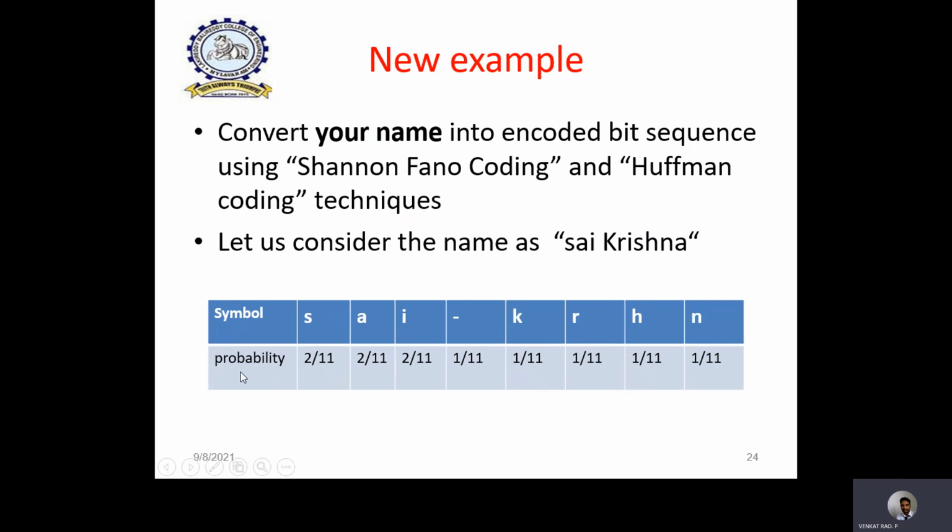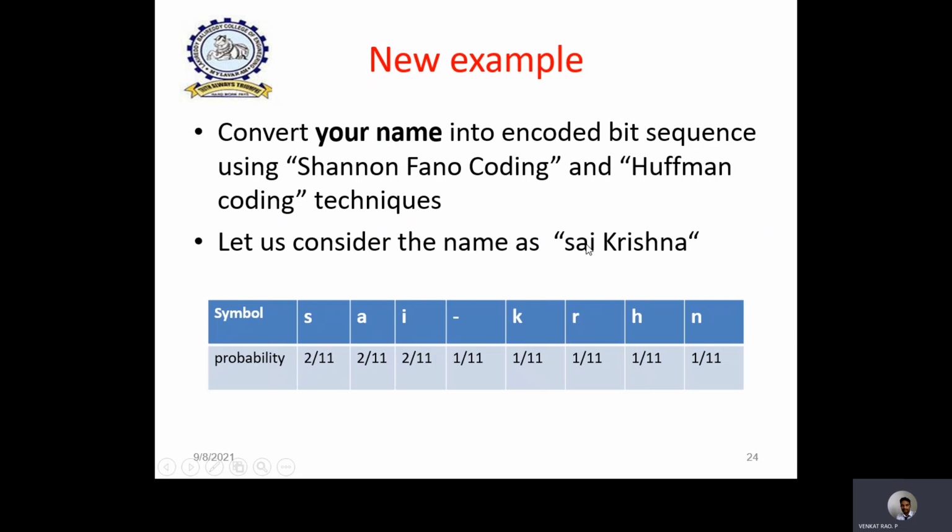Then identify the probability. Probability is not given for your name. We need to identify it based on the occurrence of each symbol in your message. For example, how many spaces are there here? First we need to identify that. 1, 2, 3, 4, 5, 6, 7, 8, 9, 10, 11. So there are 11 occurrences in total. In these 11 places, based on the occurrence of each symbol, you can easily write the probability. For example, S is repeated 2 times, so the probability will be 2 by 11. It occurs in 2 places out of 11.